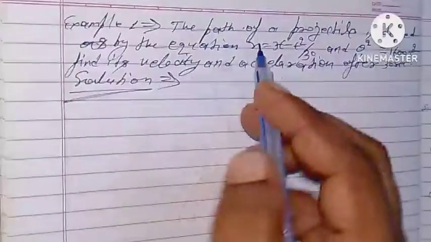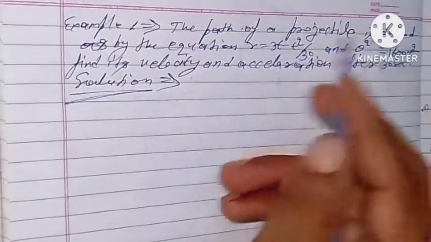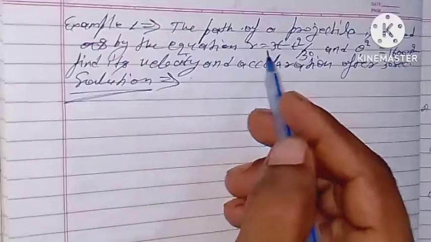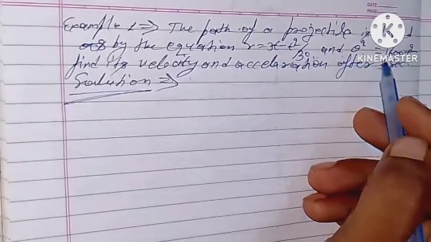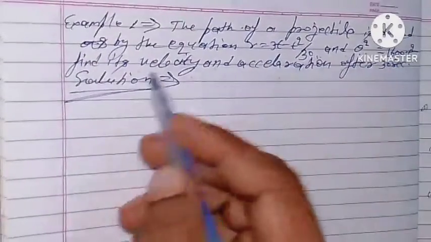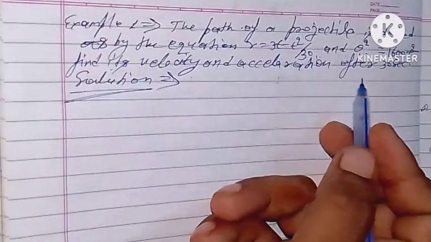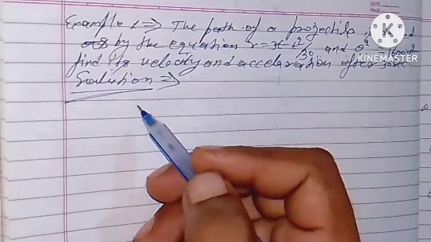Solution. The path of a projectile is defined by the equation r equal to (3t minus t square) all upon 30 and theta square equal to 1600 minus t square. Find its velocity and acceleration after 30 seconds. Solution.